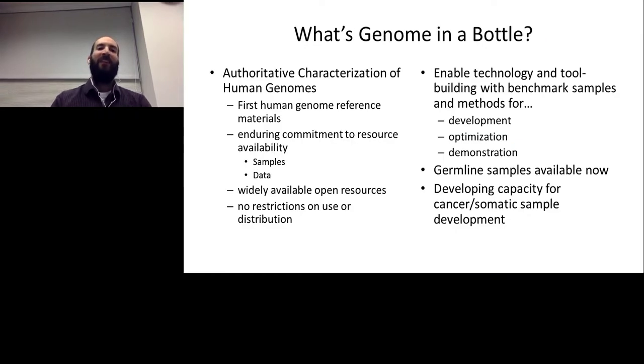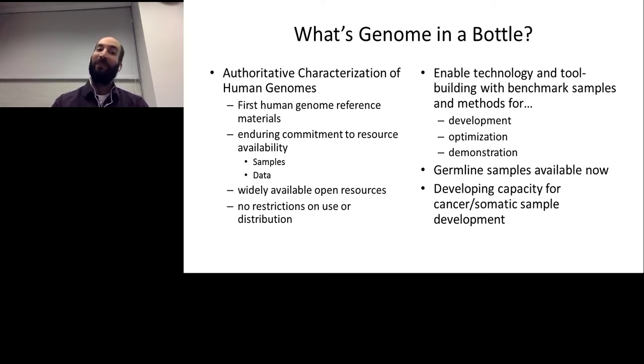So first, talking about what is Genome in a Bottle, we are, as I mentioned, doing authoritative characterization of human genomes. So we're not trying to characterize lots of different samples, it's not a population study. This is really a small number of genomes that we're trying to sequence as deeply and with as many different orthogonal methods as we can. We created the first human genome reference materials that were characterized on a genome scale. We have 5 of them that we've released now.